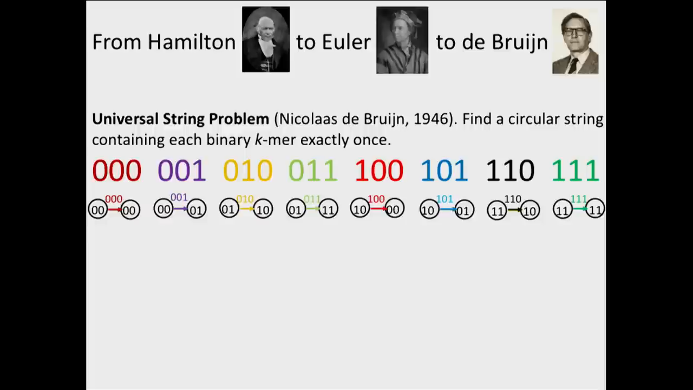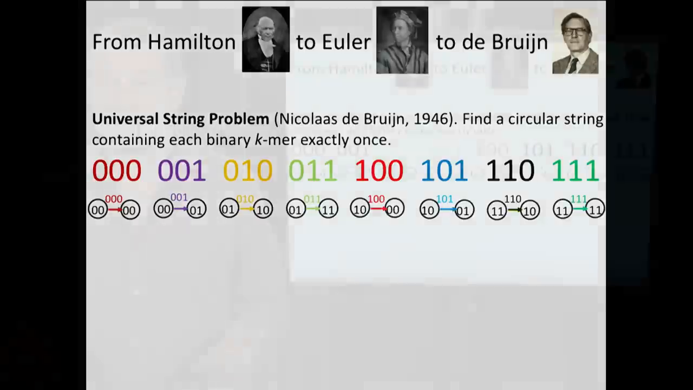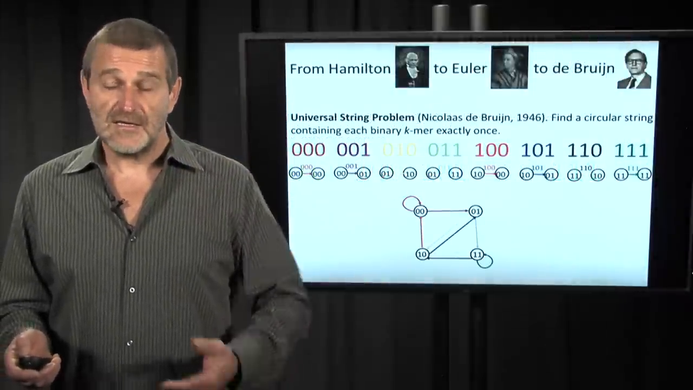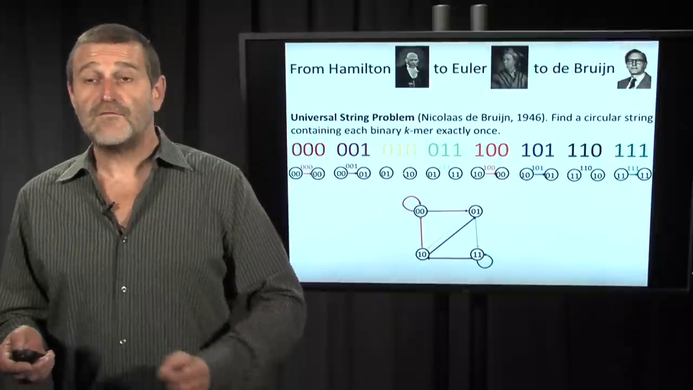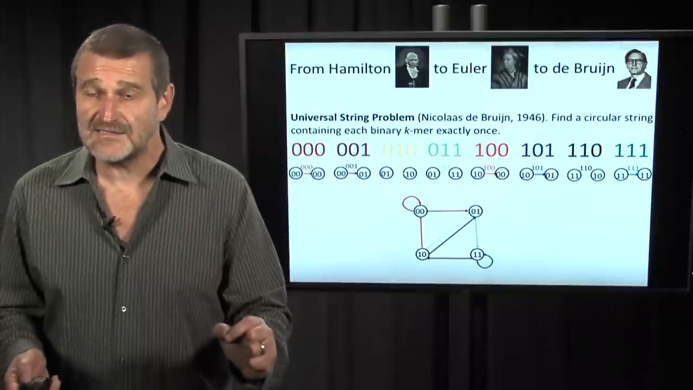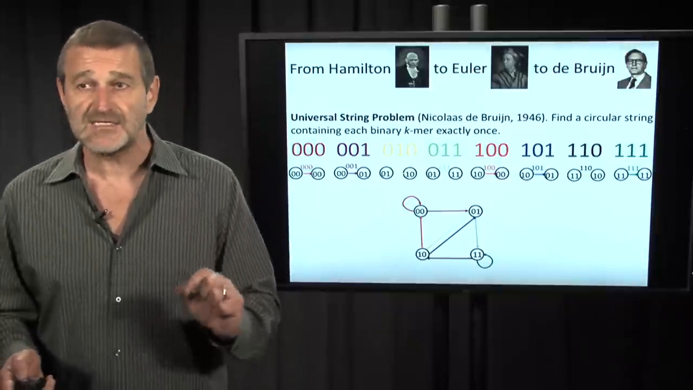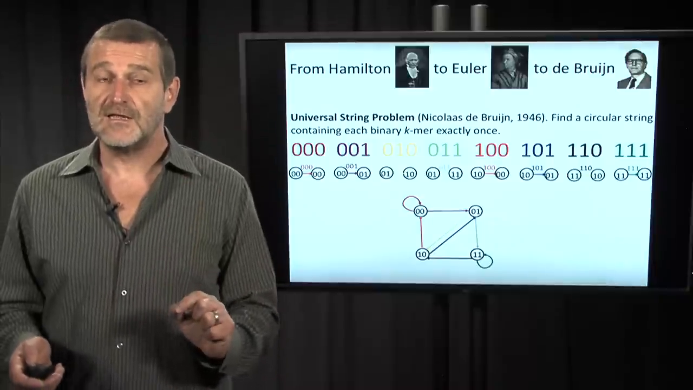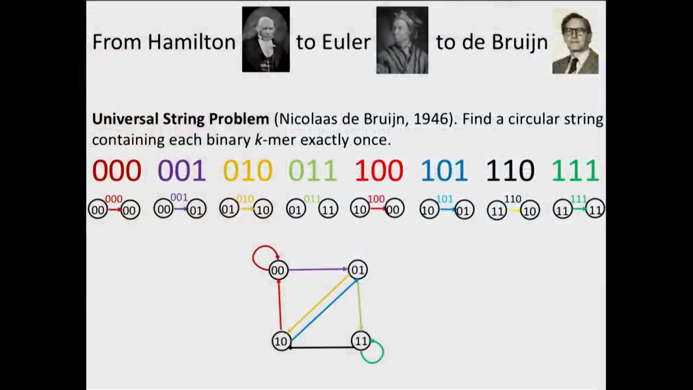Afterwards, we need to construct the de Bruijn graph from these isolated edges. And the de Bruijn graph will look like this. And afterwards, simply look for Eulerian cycles in this graph. Cycles rather than paths, because de Bruijn was interested in finding circular strings. Can you find an Eulerian cycle in this graph? And how can it help us to find the universal string?